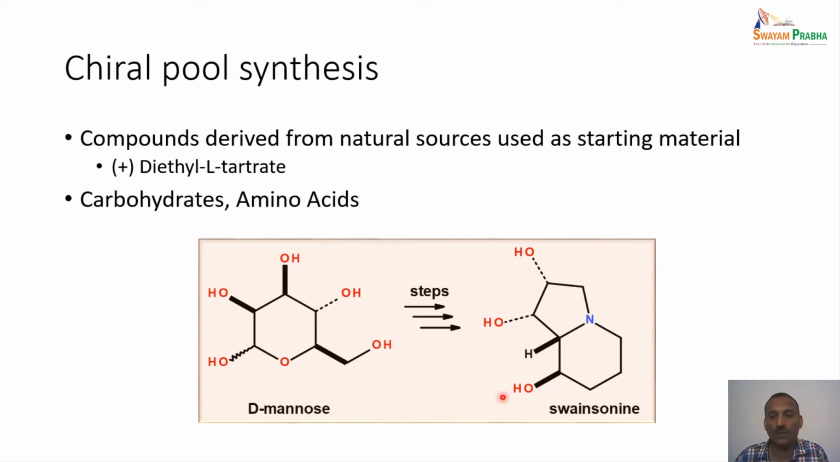So the bicyclic nitrogen derivative is shown here. This compound can be synthesized starting from D-mannose. So this is one example of chiral pool synthesis. In this particular case, a naturally occurring, naturally available carbohydrate is used as a starting material.